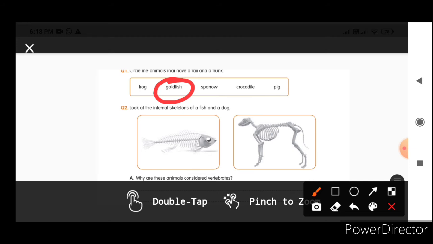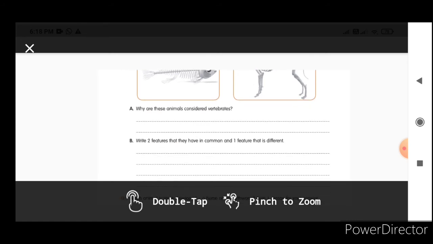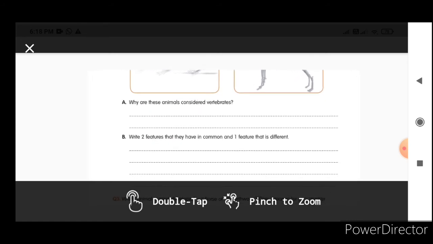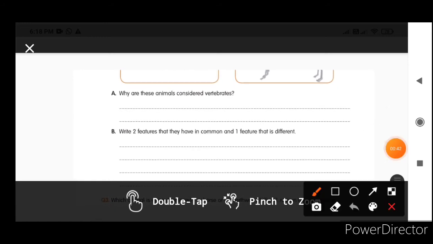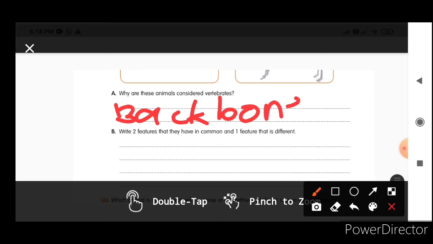Okay? And now look at the internal skeletons of a fish and a dog. So this is the fish's internal skeleton and this is the dog's internal skeleton. Now you have to observe these two and answer based on these skeletons. Why are these animals considered vertebrates? Why are we calling them vertebrates? The main reason is they have a backbone and also an internal skeleton. I gave just a clue for you. You write your own answer here, children.